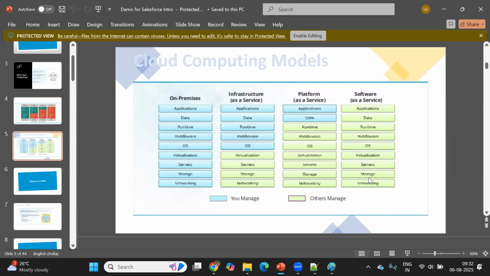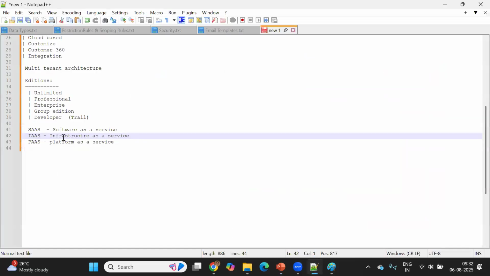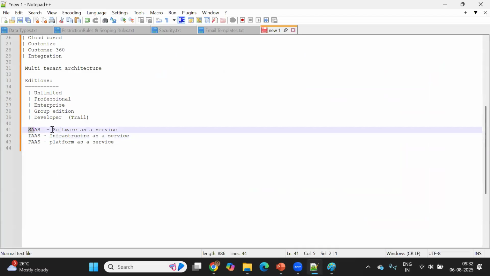Now, if everything is ready, you can simply log into your Salesforce CRM and start exploring your applications and using Salesforce CRM, right? So that means the types of services provided by Salesforce start with software as a service. Software as a service will provide some applications like marketing, sales, and service. Let me add that point here.